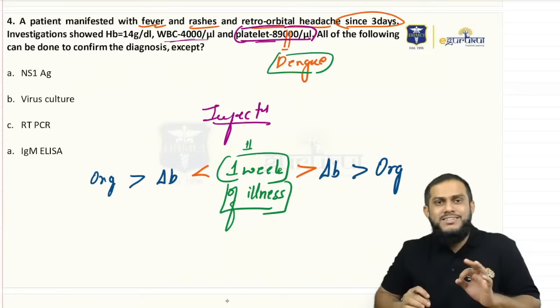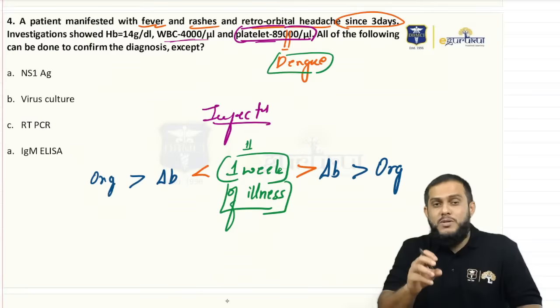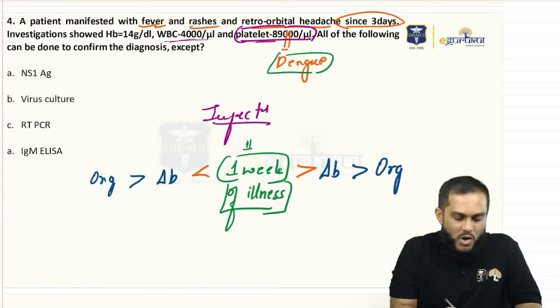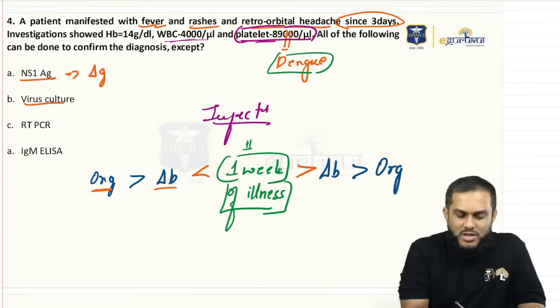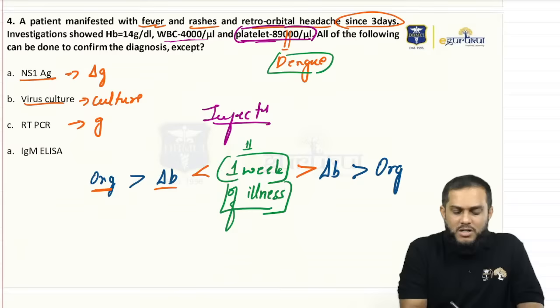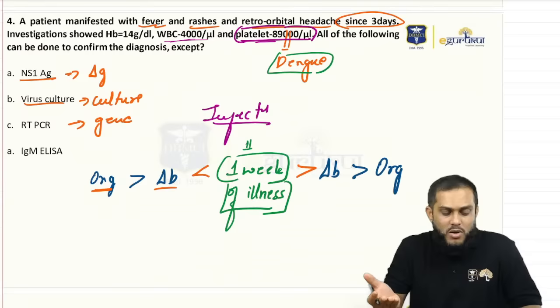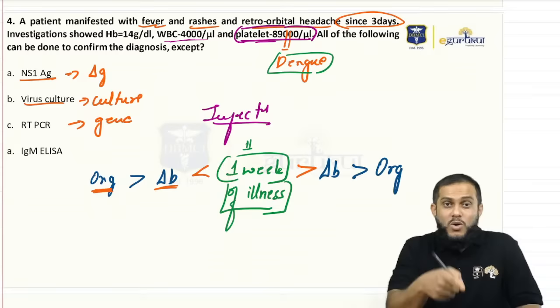That is the basics of immunology. So now, as the symptoms are from 3 days, it lies within 1 week of illness. Within 1 week of illness, organism detection is better than antibody. And the organism you can detect by detecting the antigen, by doing culture on culture media, or by detecting the gene by RT-PCR. These are the 3 methods to detect the organism. Therefore, within 1 week, you can detect the organism by antigen detection, culture, or gene.